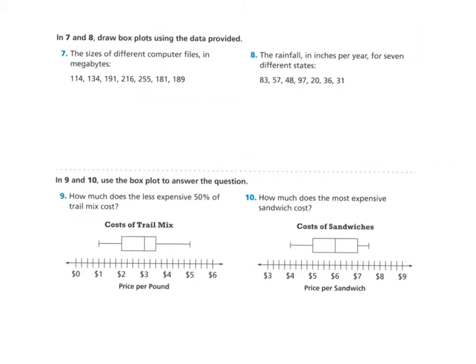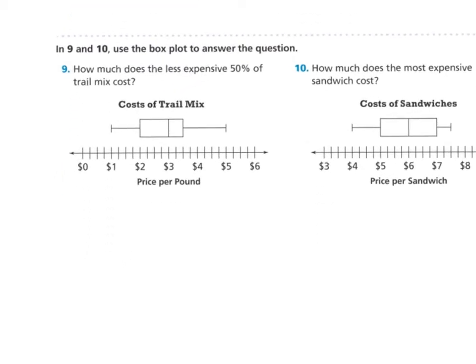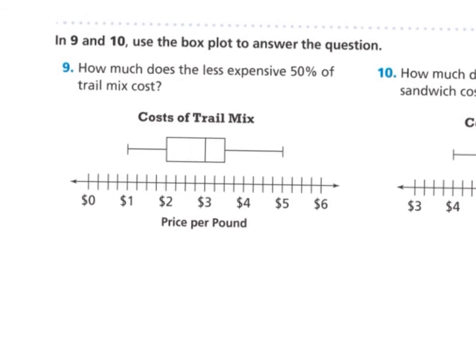So this is over on workbook page 114. We're going to look at numbers 9 and 10. So number 9 asks, how much does the less expensive 50% of trail mix cost? The less expensive 50%. So remember, these box plots or box and whisker plots, each section is 25%.